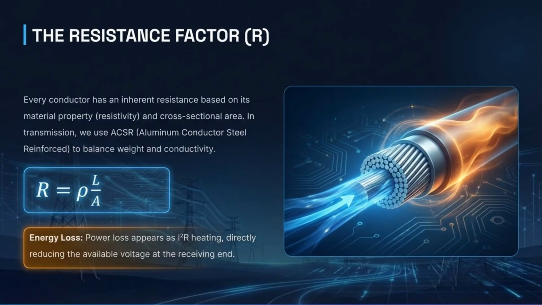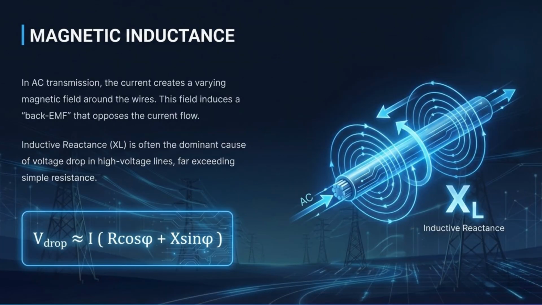Ohmic resistance, R, depends on the conductor's material and cross-sectional area. The resulting I²R heating directly reduces available voltage at the receiving end. Magnetic inductance creates a back EMF opposing current flow. Inductive reactance, XL, is often the dominant cause of voltage drop in high-voltage lines, outweighing simple resistance.